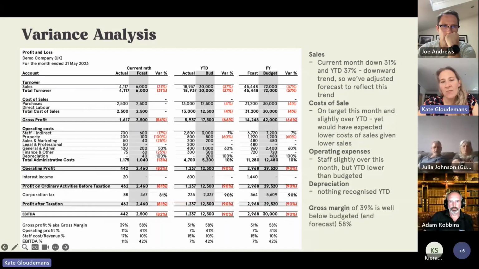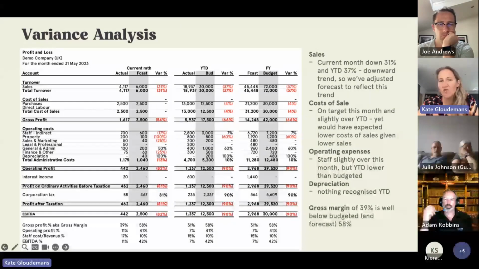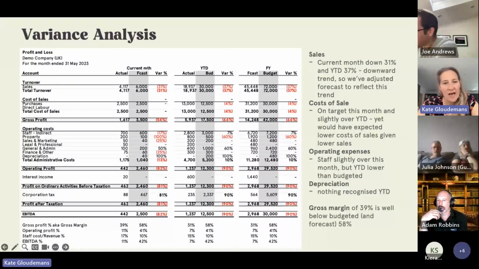The cost of sales seems to be on target in the current month, but because your sales are down, you'd normally expect your cost of sales to be down. So it's something you'd be looking at: why is that? Is it costing us more to produce something? And then other things you might look at, staff costs. If they're slightly over what you expect, is that a problem? But year to date, they're not, so it's not a problem.